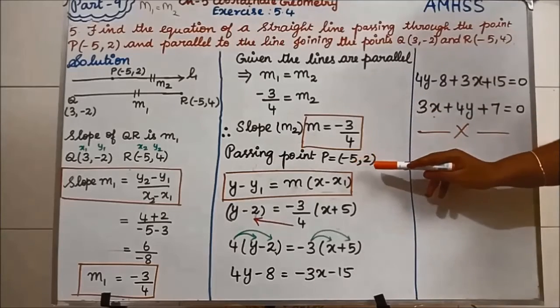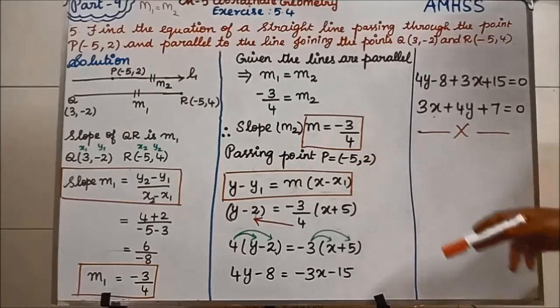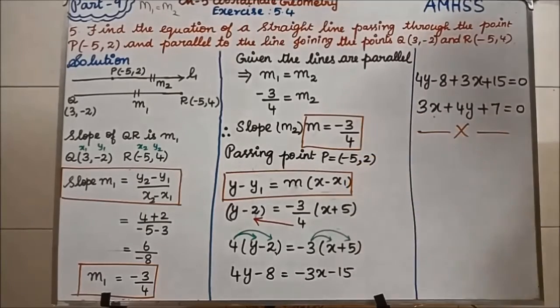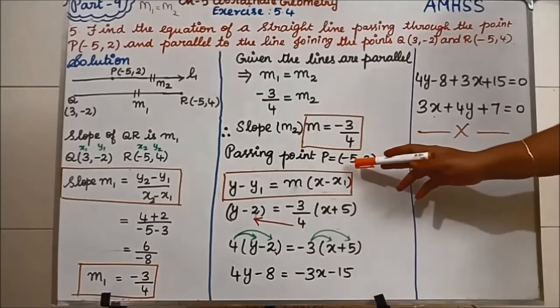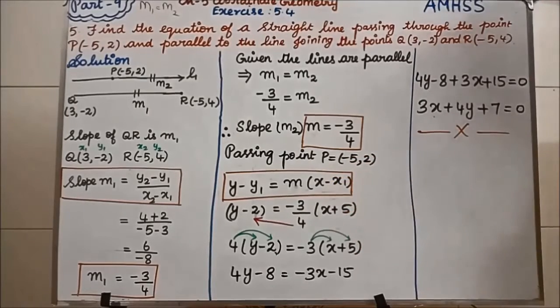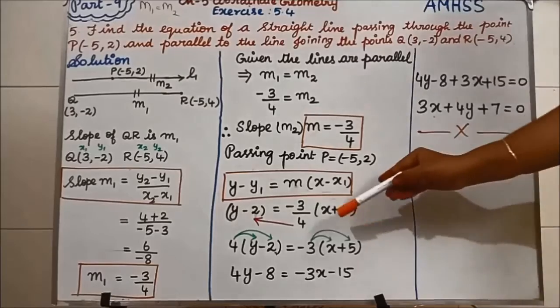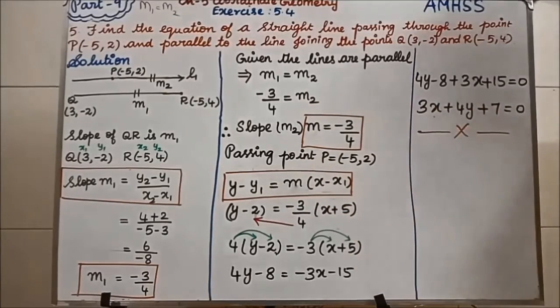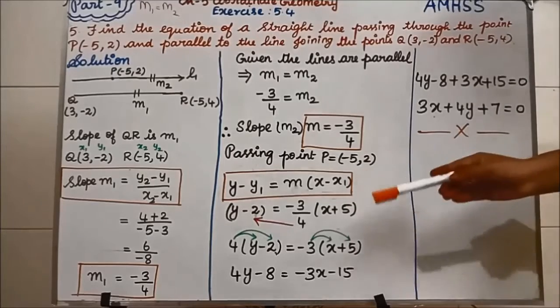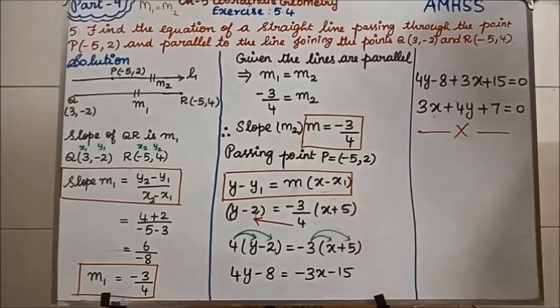This is our x1 and this is our y1. So y minus y1 is 2, equal to m, which is minus 3 by 4, times x minus x1. The minus is already in the formula, so we have to write plus 5. Here the denominator is 4, so if you do cross multiplication, we will get 4 into y minus 2 equal to minus 3 into x plus 5.